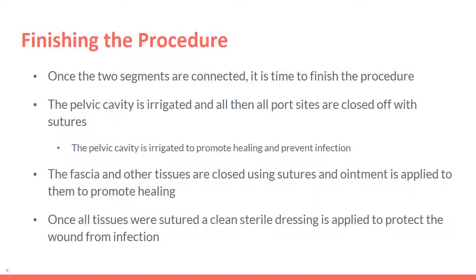Once the anastomosis is completed, it is now time to close the patient up. The abdomen is irrigated and cleaned to promote healing and prevent infection. All port sites are closed off with sutures, and all tissues, such as the fascia, are closed using sutures and ointment is applied to them to promote healing. Once all tissues are sutured closed, a clean, sterile dressing is applied to protect the wound from infection.